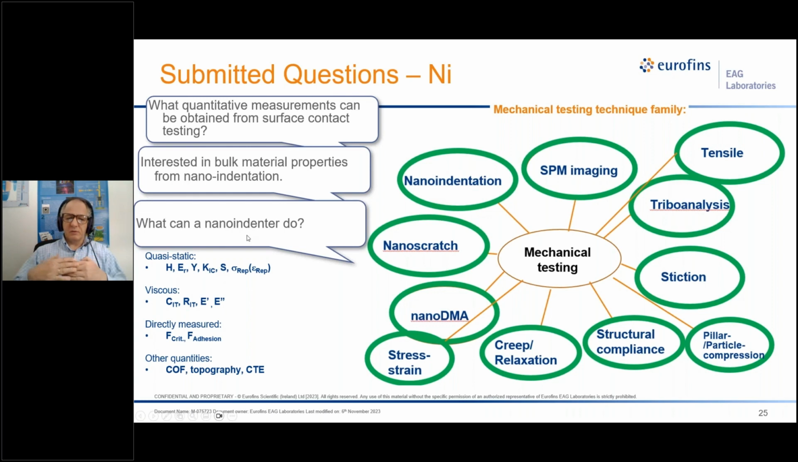On viscous material, we also can determine properties like creep, stress relaxation, storage, and loss modulus. And these are all indirectly obtained as we're going through modeling. But we also have quantities which we can measure directly. By just measuring a force, that's the fundamental property which the indenter outputs, for example, such as critical load for some particle compression or some coating failure, or the adhesion between the tip and the sample, also called stiction. Other than that, we can characterize friction coefficient, topography, and coefficient of thermal expansion.